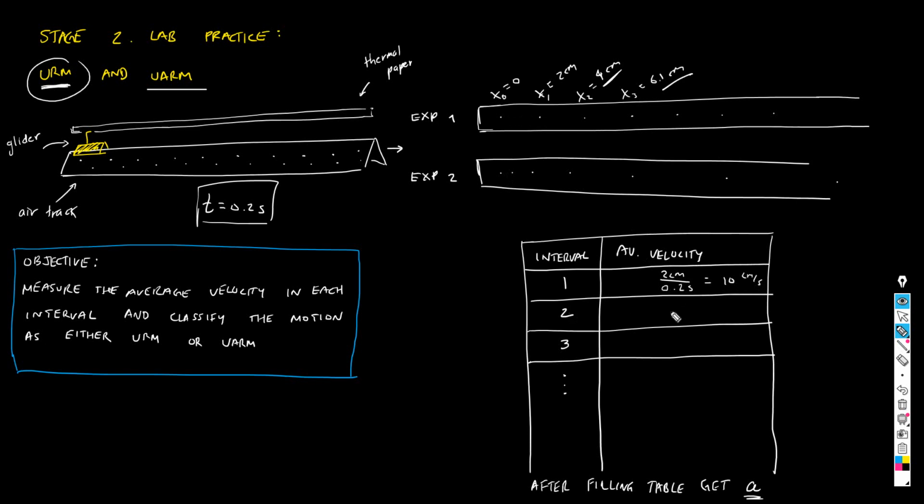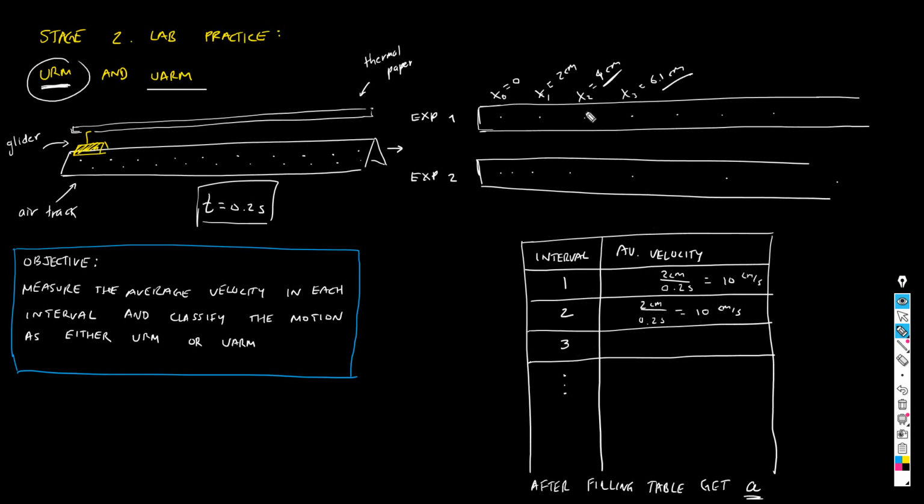You're going to do the same for the second interval. How do you find the average velocity? Well, this is the second interval, okay? And how much distance did the glider move? Well, it went from a position of 2 centimeters to a position of 4 centimeters. So it traveled again 2 centimeters. So you're going to write 2 centimeters over the same amount of time, because between each pair of sparks there is 0.2 seconds. We do the same and we get the same average velocity.